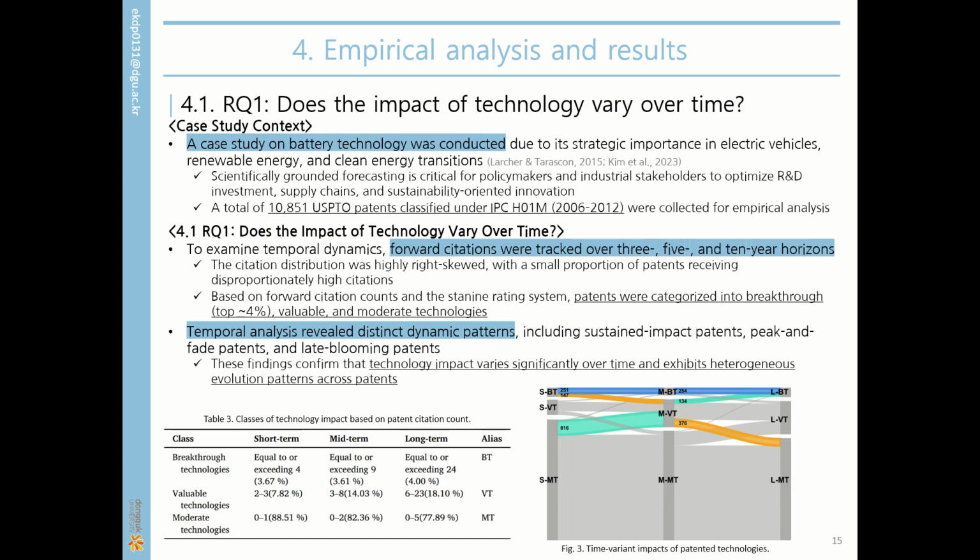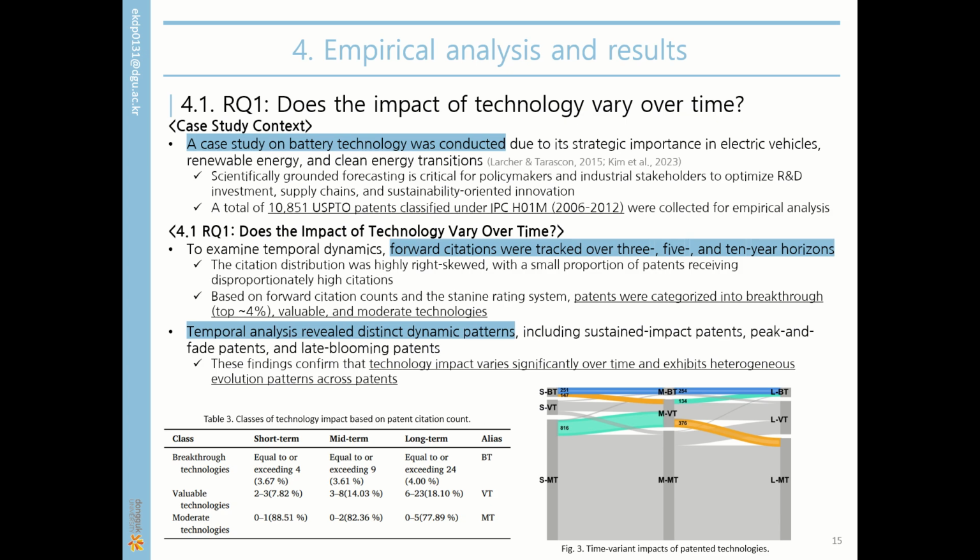In this step, the authors conducted a case study on battery technology because it plays a key role in industries such as electric vehicles and renewable energy. For the analysis, patents classified under IPC H01M were collected. To examine whether technology impact changes over time, forward citations were tracked over 3, 5, and 10 year horizons.